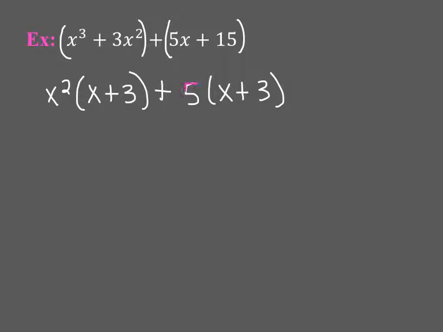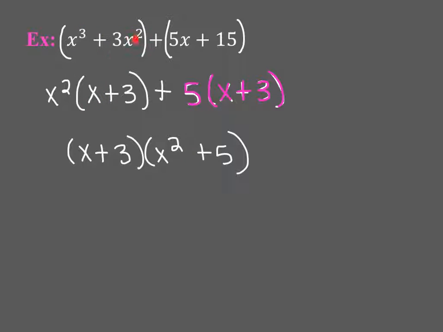So now, I'm actually just going to change the color of this. If you look at the white and the pink, they have something in common. They share an x plus 3. So that becomes your GCF this time, which you pull out and put in front. And if you take the x plus 3 away from here, you're left with x squared. And if you take the x plus 3 away from here, you're left with plus 5. And that's just like up here when you took out the x squared from x cubed, you're left with x, and when you take it out of here, you're left with 3. So this would be your final answer.